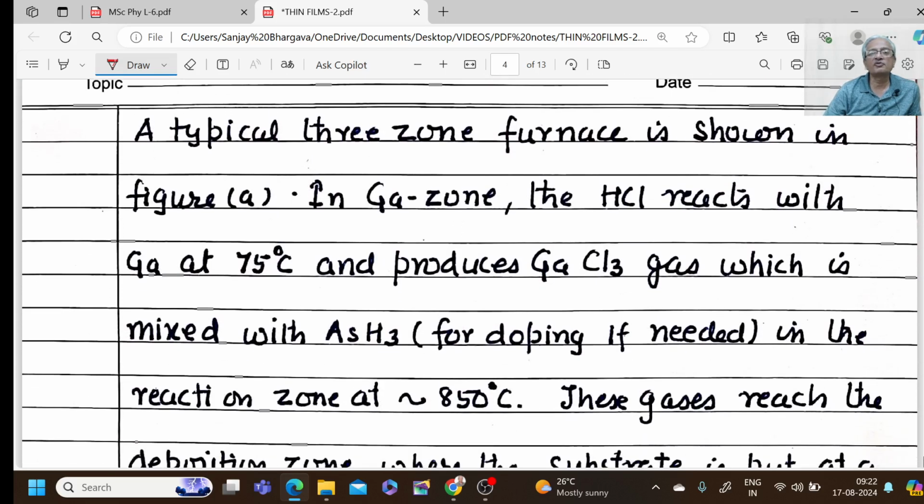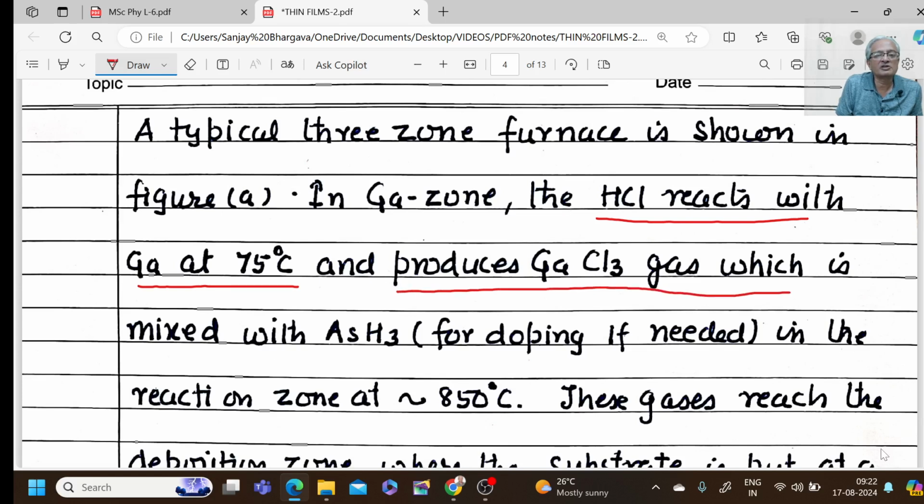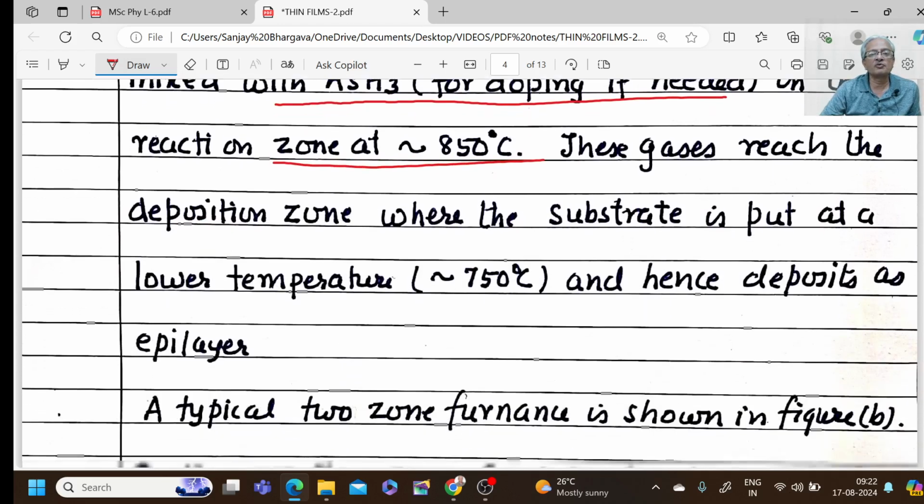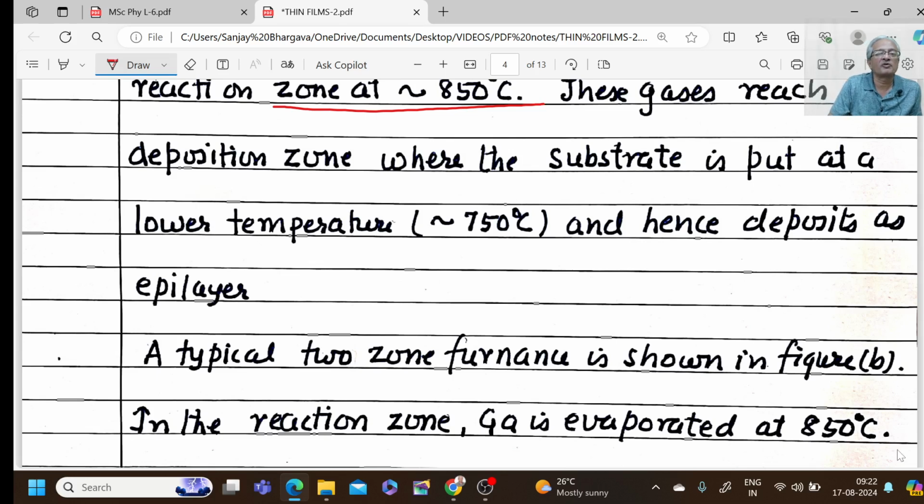A typical 3-zone furnace is shown in figure A. In the gallium zone, the HCl reacts with the gallium at 75 degrees centigrade and produces gallium chloride, GaCl3 gas, which is mixed with AsH3 for doping if needed. In the reaction zone at 850 degrees centigrade, these gases reach the deposition zone where the substrate is put at a lower temperature of about 750 degrees centigrade and hence deposits as an epilayer.